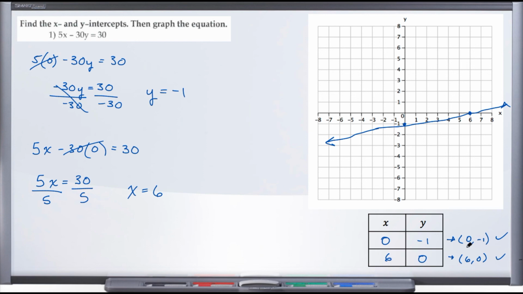From this table, you're able to derive 2 ordered pairs, plot those ordered pairs on your graph, and connect your 2 dots, preferably using a ruler, right? So you get a little nicer line than I have here, but you get the general idea. And so not only did we find the x and y intercepts, but we also graphed this equation.